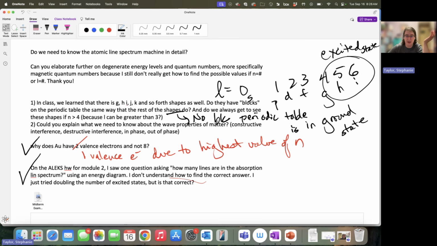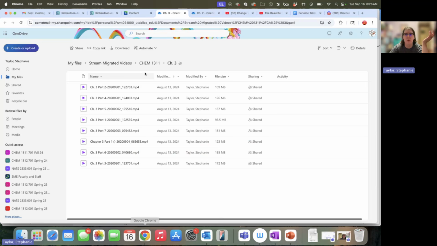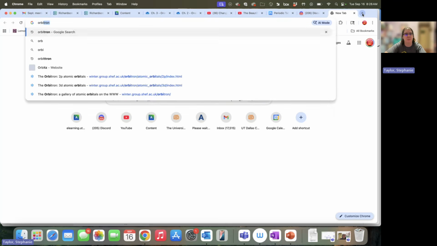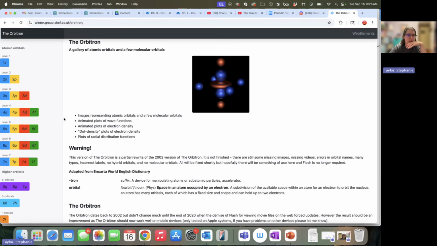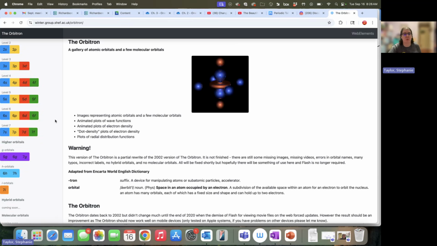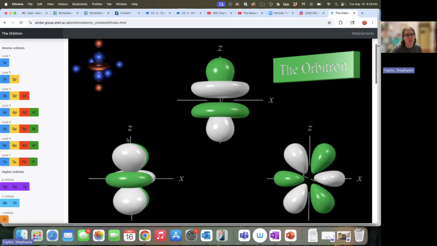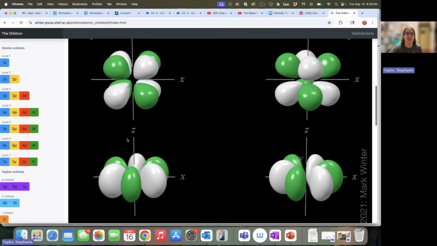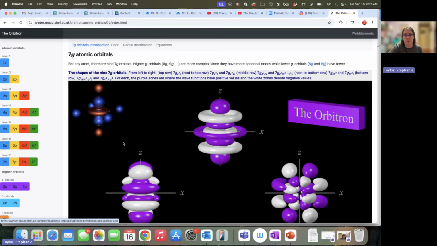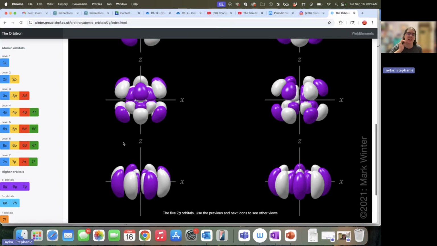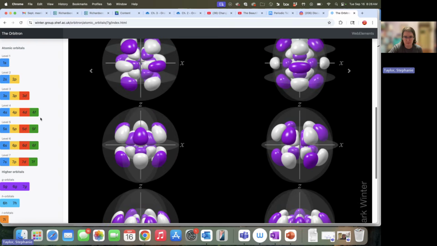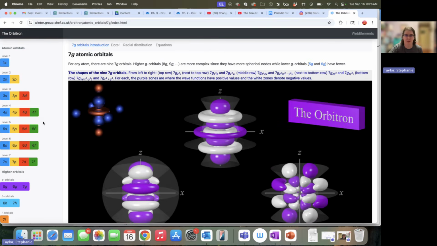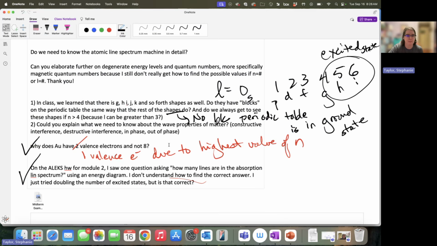They do exist. If you are curious about them, the Orbitron website actually has some of those, I believe. I like the Orbitron website just because it can show you things like the f orbitals, which we don't test you on, but they exist. It also has g orbitals. So if you were curious what those things look like, you can take a look at the Orbitron website for fun. Again, we don't test on those, but they are real. We use them for excited states.